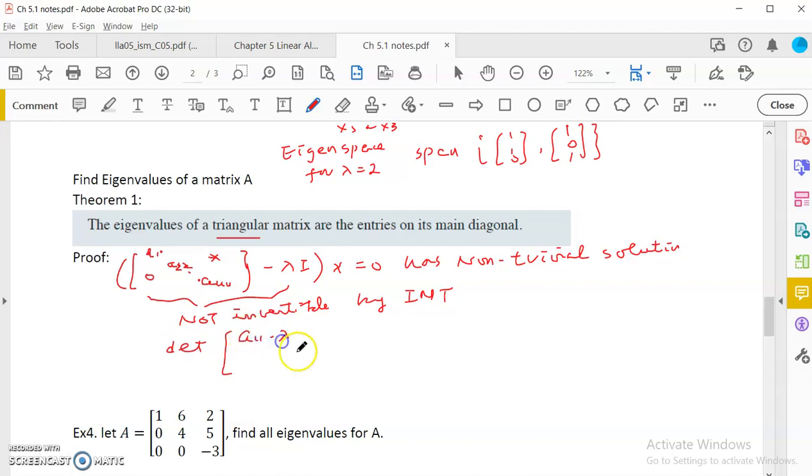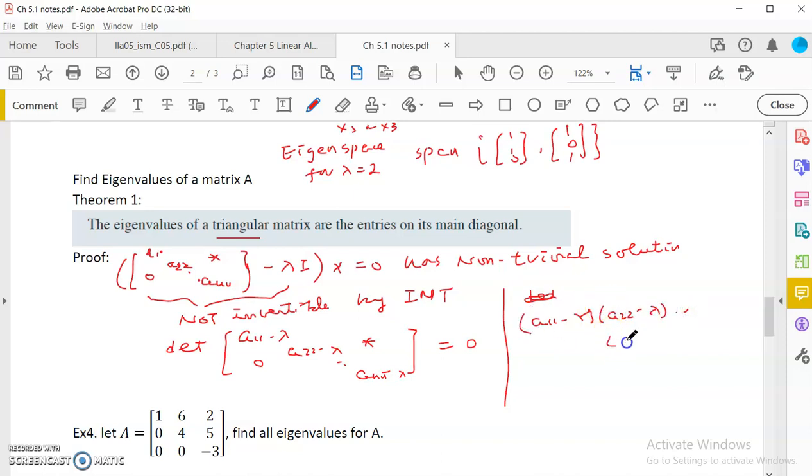A11 minus lambda, A22 minus lambda, to Ann minus lambda, something 0, is equal to 0. And then we also know that for an upper triangular matrix, the determinant is just the determinant of the diagonal, right? So that means (A11 minus lambda)(A22 minus lambda) and so on, all of those multiplied together, is equal to 0. That means one of them has to be 0.